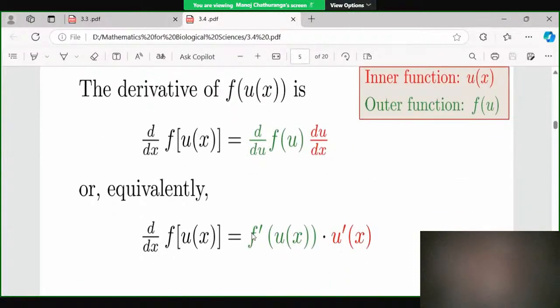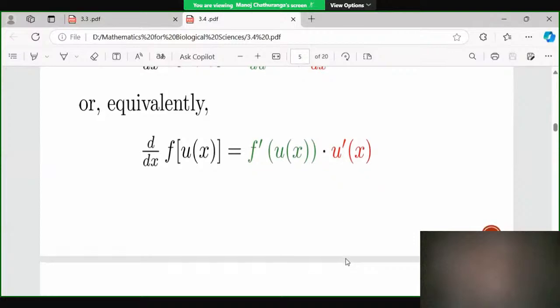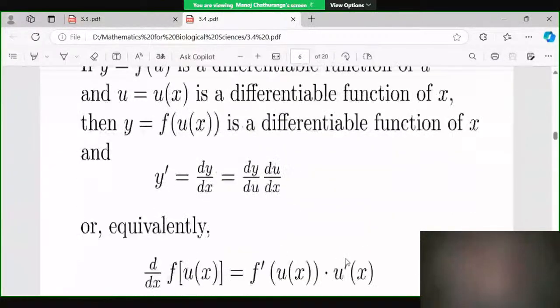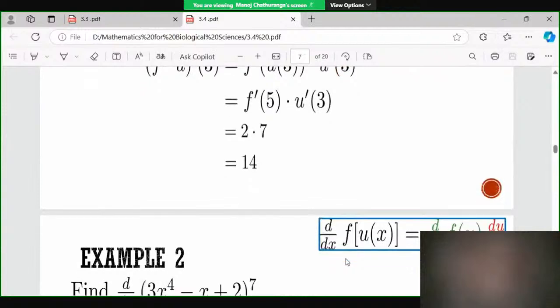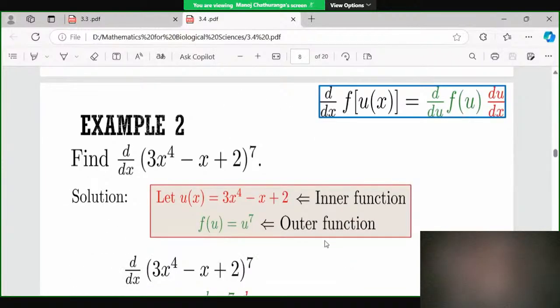To differentiate a composition, we first identify the outer function and inner function. Then we differentiate the outermost function while keeping the inner function. Then we forget about the outer function. The outer function does not participate in the second term. We differentiate the inner function. Look at this.